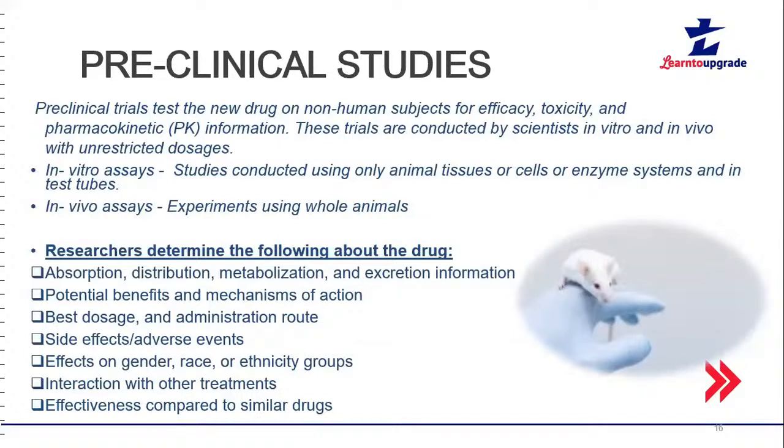Researchers determine the following about the drug. What are they actually trying to determine? Absorption, distribution, metabolism, and excretion information. That is the first thing, that is pharmacokinetics, and it is one of the important criteria they have to determine. They want the potential benefits and the mechanism of action. Now, here comes pharmacodynamics.